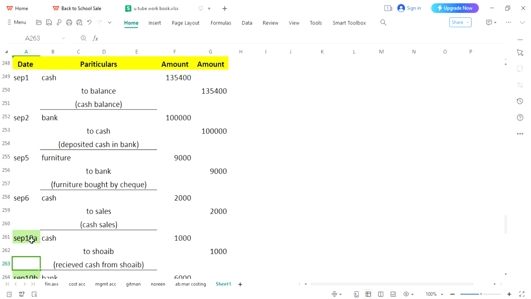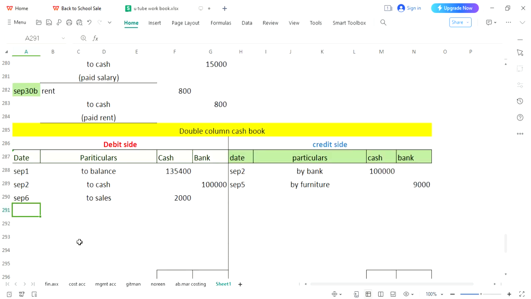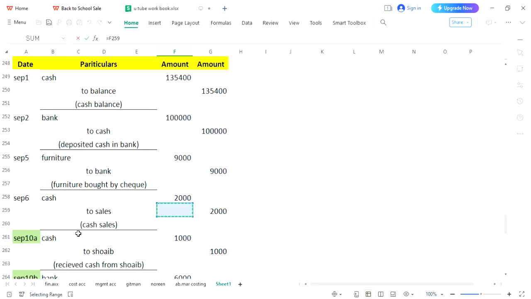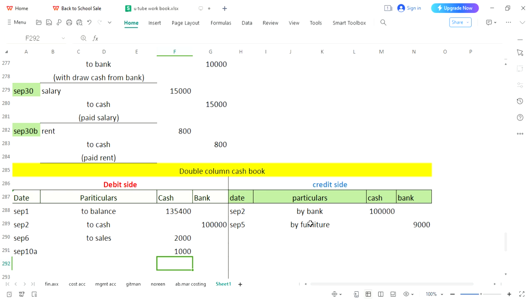Now September 10, we have our cash which is debited. September 10 is your date, and cash is written on the debit side. How much amount? That is 1000. Put that 1000 over here.